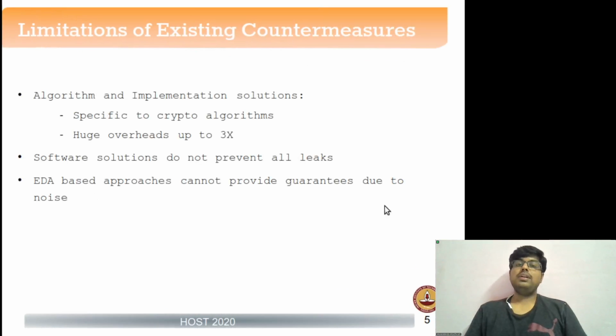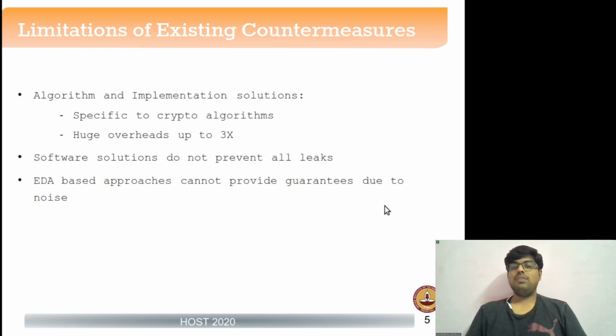Though different countermeasures were proposed at different layers of operation, each one has its own limitation. For example, algorithmic and implementation solutions do not scale well. They are very specific to the crypto algorithm. If someone wants to provide protection for a specific application from power side channel attacks using an algorithmic or implementation solution, they cannot do so. And also the associated overheads are very high, up to 3x.